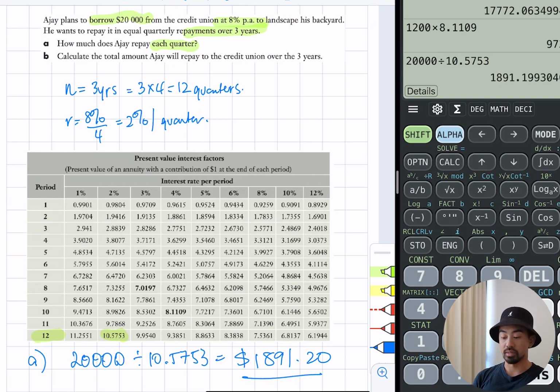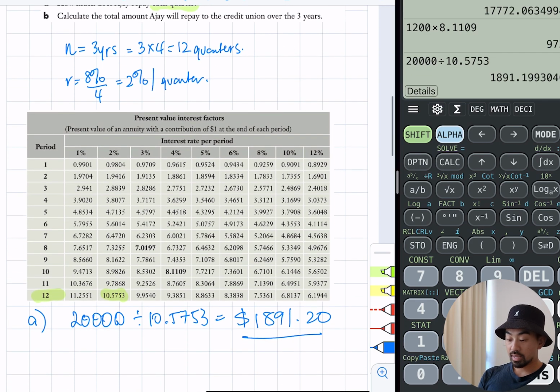A simpler way to think about this is he's borrowing $20,000. So you only really got two options. You either times the interest factor or you divide the interest factor. Now, I don't think it would make sense for his repayment to be bigger than everything he's borrowing. So it's not going to be times. Therefore, when you divide, you always want to do a common sense check. Does that make sense? Well, yeah, it looks pretty correct.